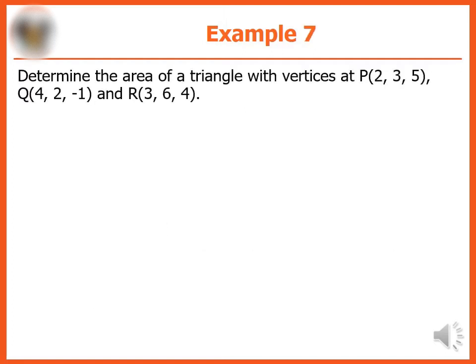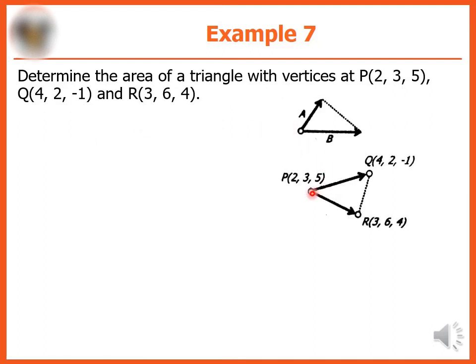Next example, we're going to determine the area of a triangle with vertices at P (2, 3, 5), Q (4, 2, -1), and R (3, 6, 4). So we have the triangle with vectors A and B, and the given are the vertices P, Q, and R.